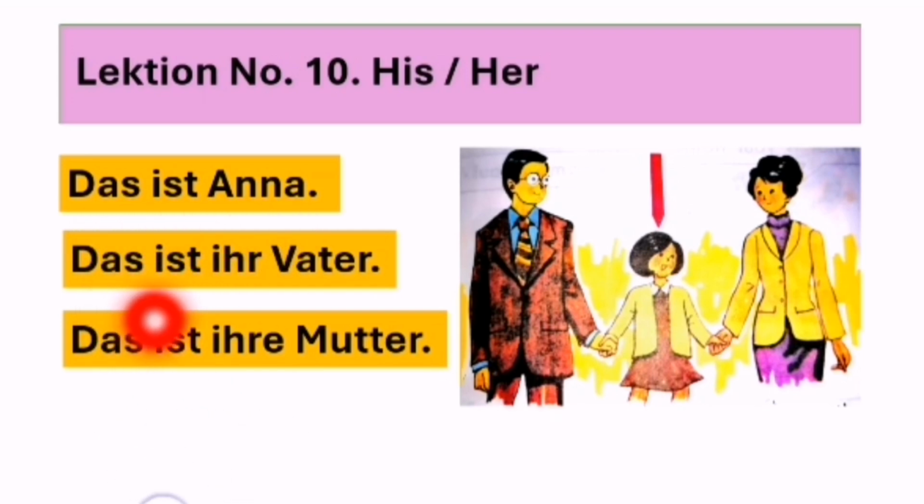Das ist Anna. Das ist ihr Vater. Das ist ihre Mutter. Okay, so Anna is female, or feminine, so we have used ihr for her. Ihr means her. So das ist Anna, das ist ihr Vater, and das ist ihre Mutter. This is Anna. This is her father. This is her mother.